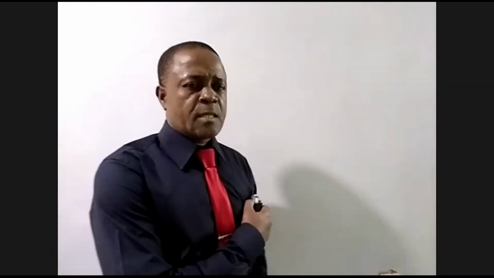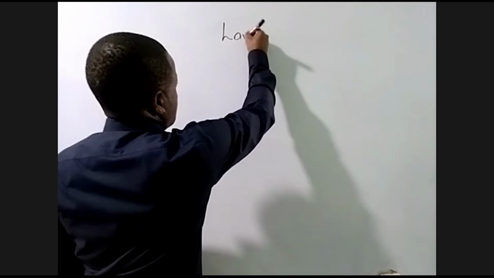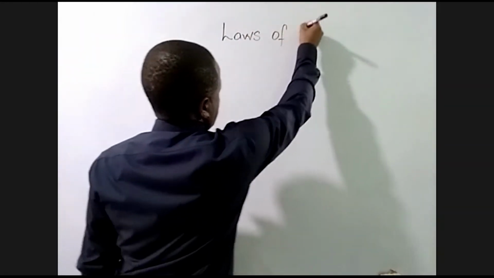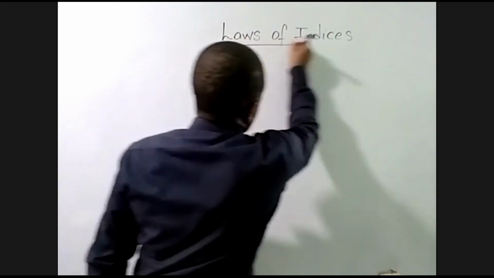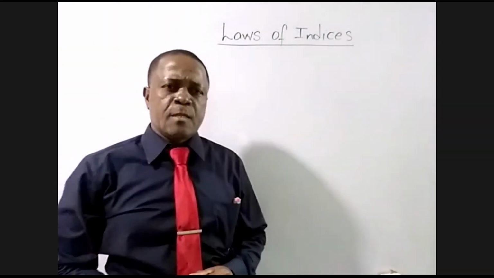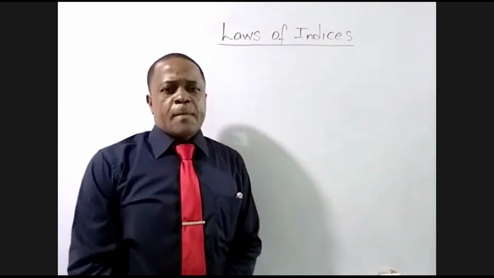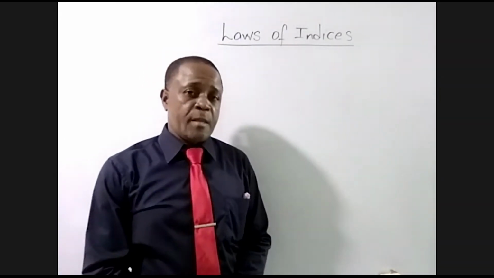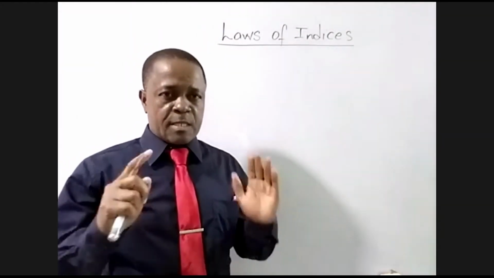Now today we are looking at what we said before, laws of indices. So there we have it. We're looking at laws of indices. Now, there are 6 laws that we need to know. 6. Some teachers might say to you that there are 7 laws. Yes, but at this level, we're talking about 6.